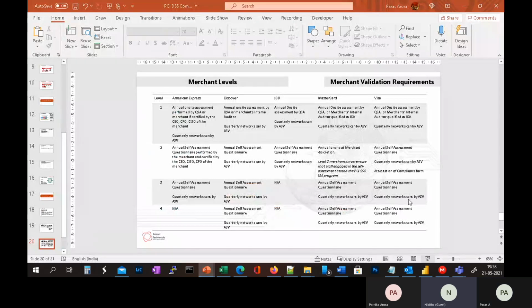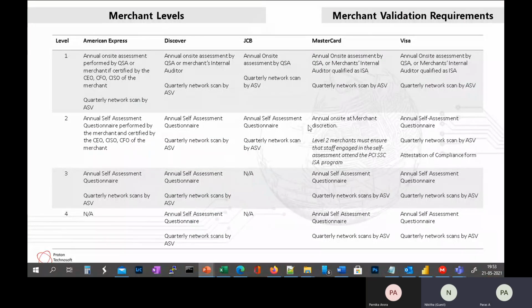Right. So the PCI Council maintains the list of authorized companies, authorized software, and authorized individuals who can do the audit on the PCI as well. American Express says you have to get the annual on-site assessment performed by an auditor, or yourself if your report is certified by a CEO, CFO, or CISO of your company.